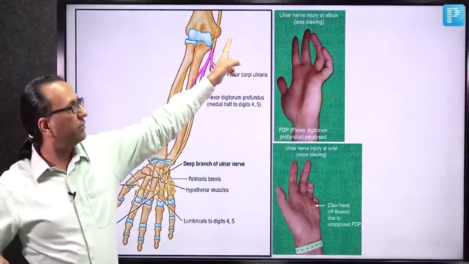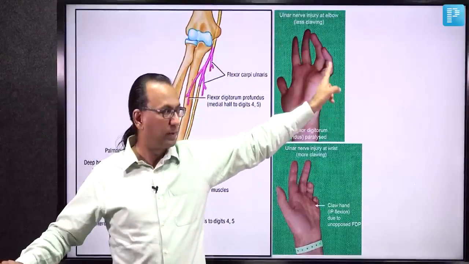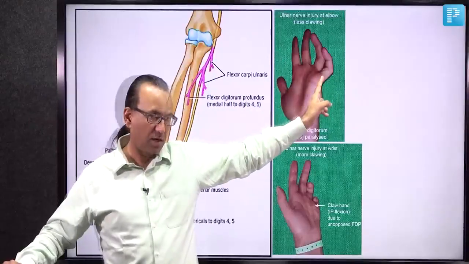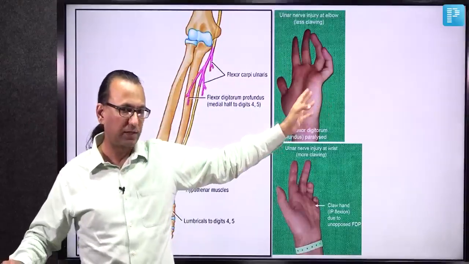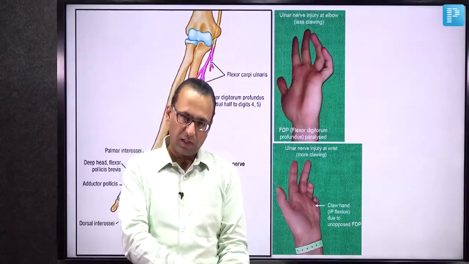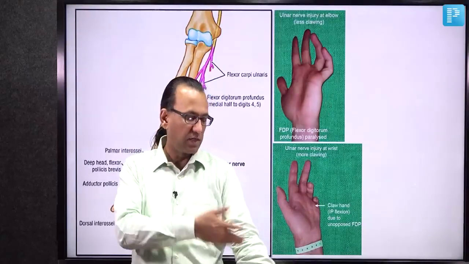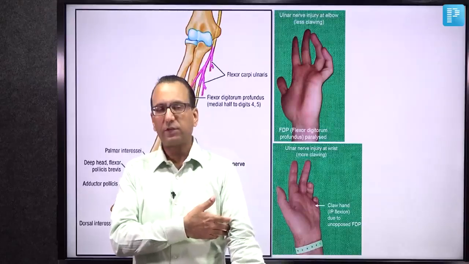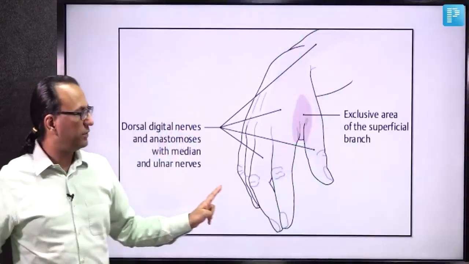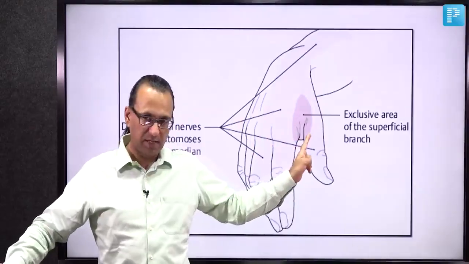So high ulnar nerve injury with less claw hand due to paralysis of the FDP muscle is called ulnar paradox. Normally what we expect is if a nerve is damaged higher, there should be more problem, and if a nerve is injured lower, there will be less problem. But here, when the nerve is injured high, you have less problem, and that is what we call paradox.